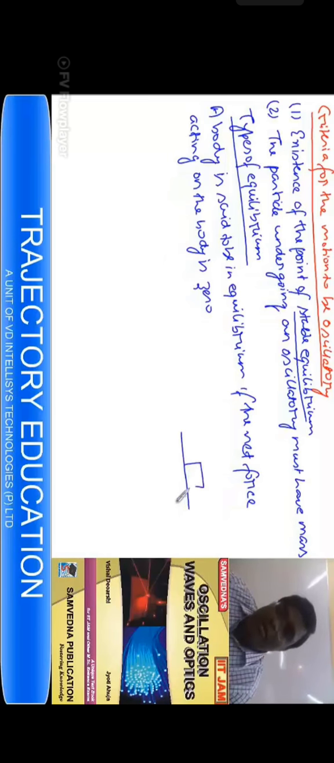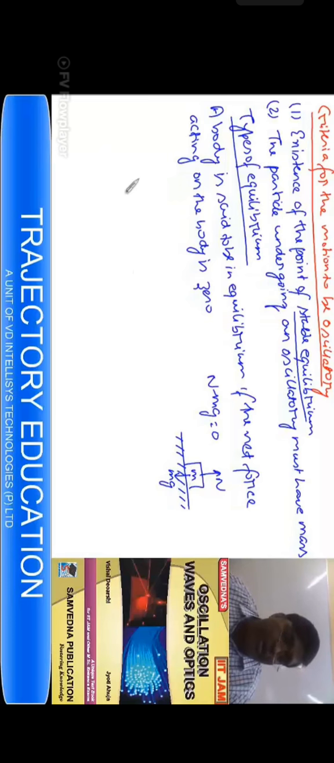Like you have this body of mass m. On this body, the net force is zero. N and mg both are balancing each other. So N minus mg is zero. So we call the body is in equilibrium.